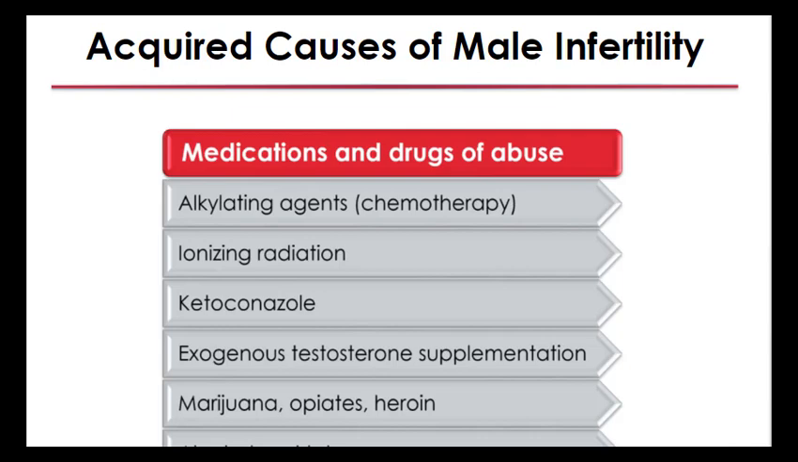Medications and drugs of abuse also are factors in male infertility and include alkylating agents used in chemotherapy, ionizing radiation, ketoconazole, exogenous testosterone supplementation, illegal substances including marijuana, opiates, and heroin, and legal substances such as alcohol and tobacco, which have effects on male fertility. Excessive alcohol use can interfere with testicular function and male hormone production, resulting in impotence, infertility, and reduction of male secondary sex characteristics, such as facial and chest hair. Tobacco use adversely affects sperm. The effect is worse in men who also have a varicocele.